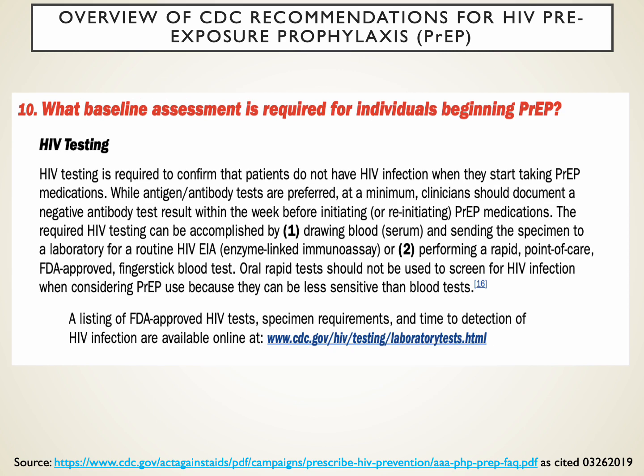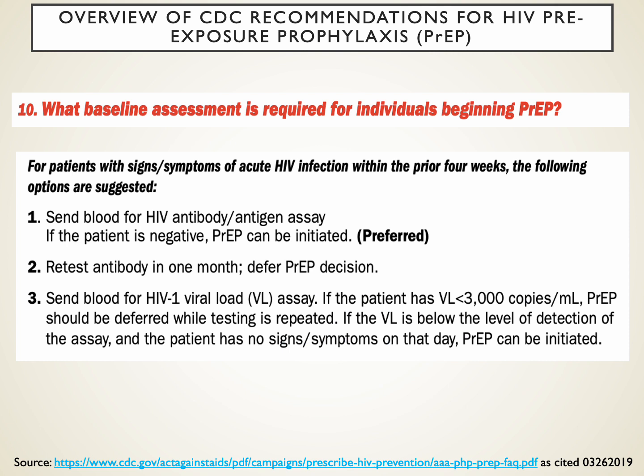For folks who are on PrEP, you need baseline HIV testing, and then you get that done periodically during regular visits as you're reevaluating their ongoing use of PrEP therapy. So for baseline assessments, you're going to send blood for HIV antibody antigen status, and if they're negative, you can start PrEP. You'll retest the antibody in a month, and if they're positive, then you're going to defer that decision and go from there. And then in circumstances where it's appropriate, you may look at a viral load if they're antibody positive.